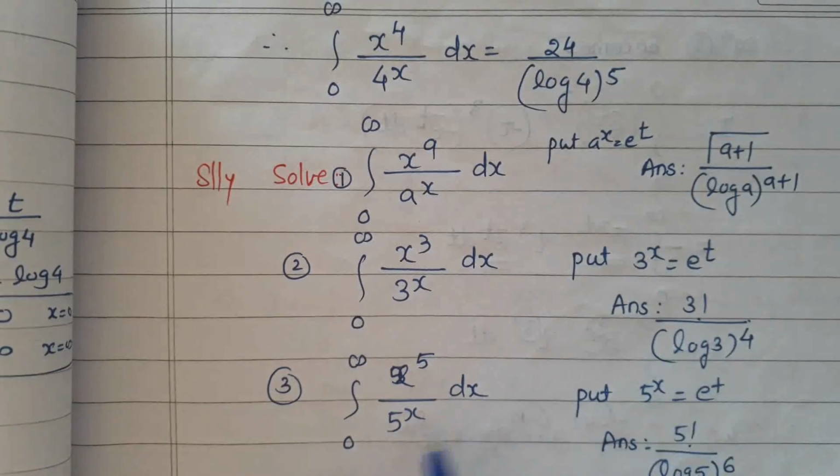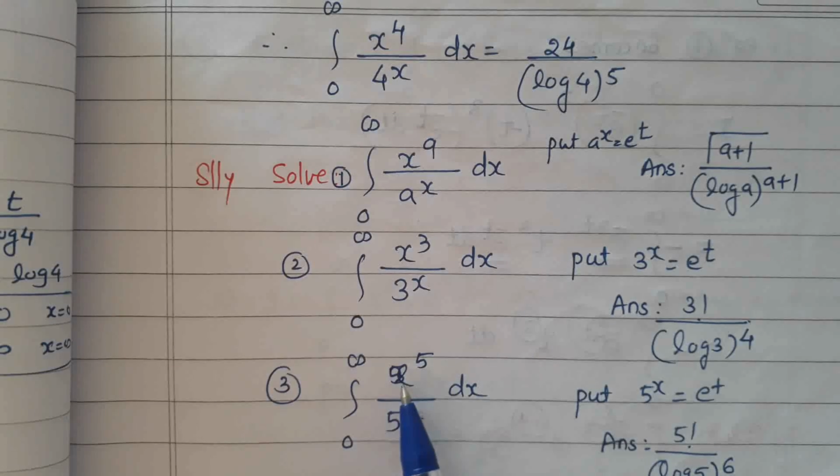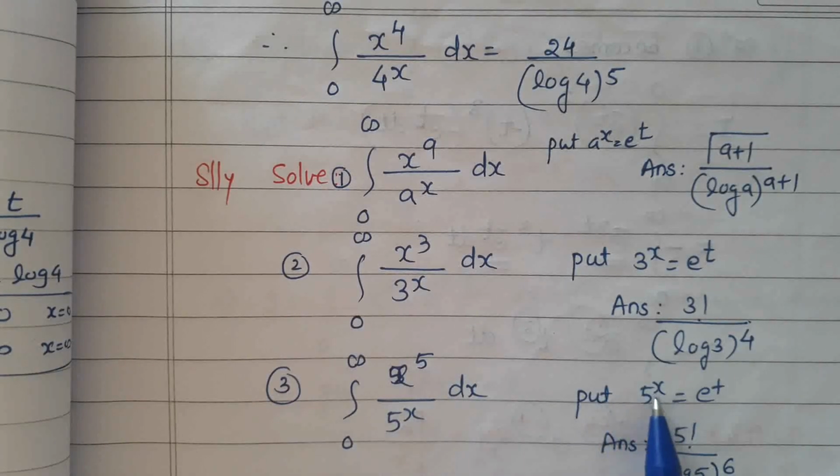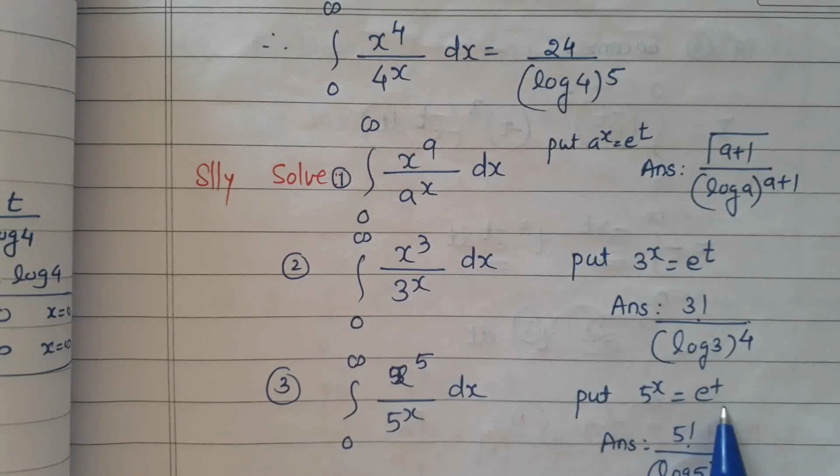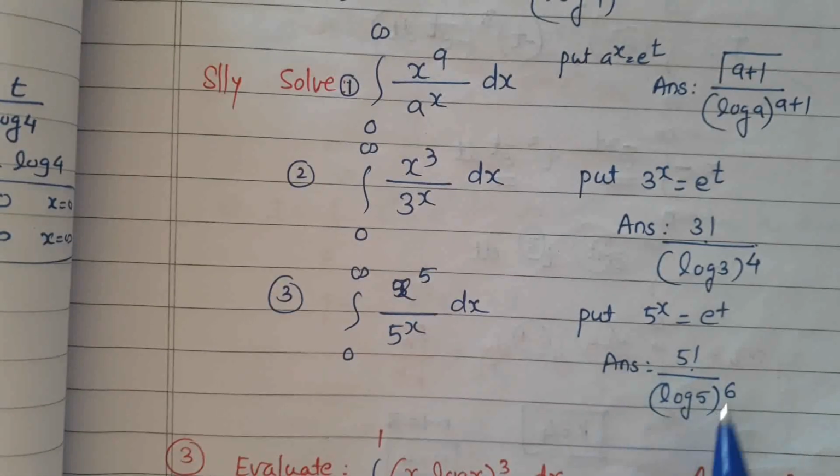Answer is here. Evaluate integral 0 to infinity x raised to 5 upon 5 raised to x dx. Using the substitution 5 raised to x is equal to e raised to t, and the answer is in front of you.